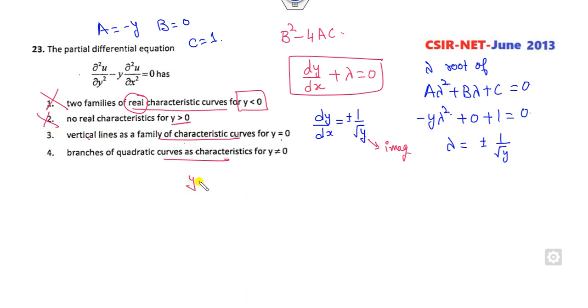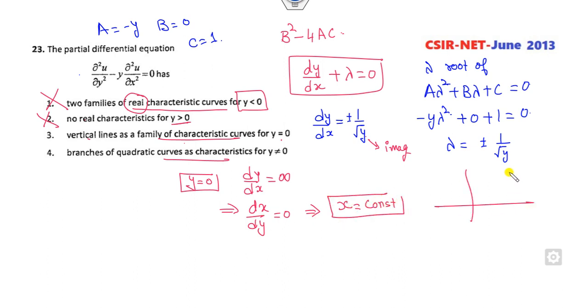Vertical line when y is equal to 0. So check that. When y is equal to 0, what is the meaning of that? dy by dx is infinity, that is, the slope is infinity, or sorry, dx by dy is 0. That means if you integrate them, x is a constant. So how do you draw the line of the constant? This is the line of x constant, that is a vertical line. Correct answer.